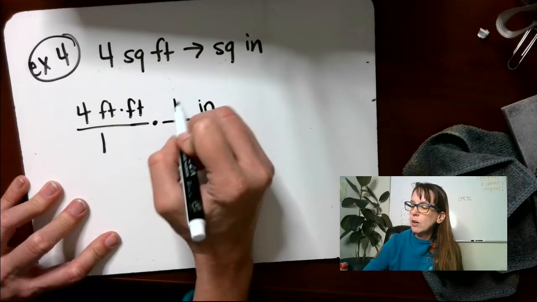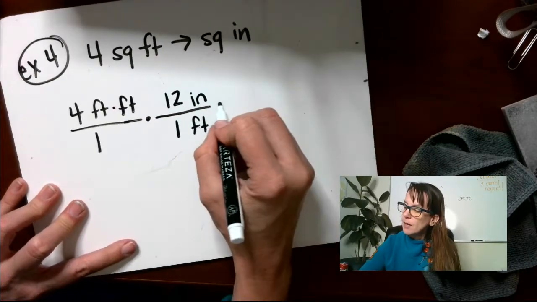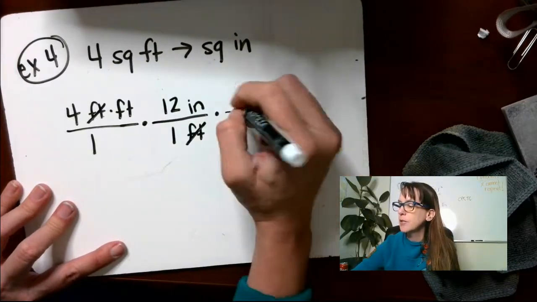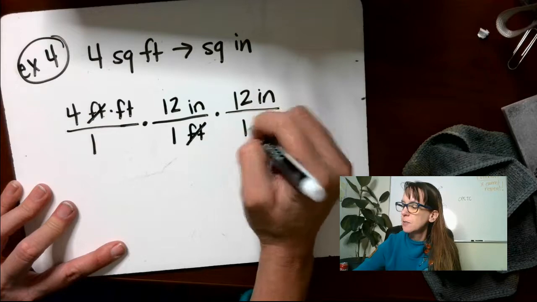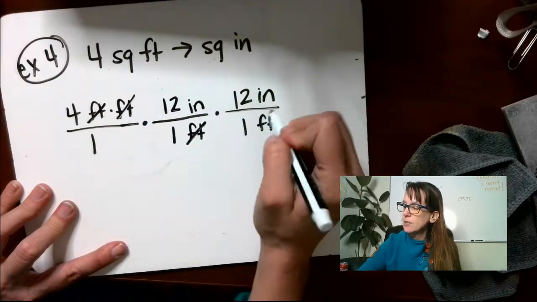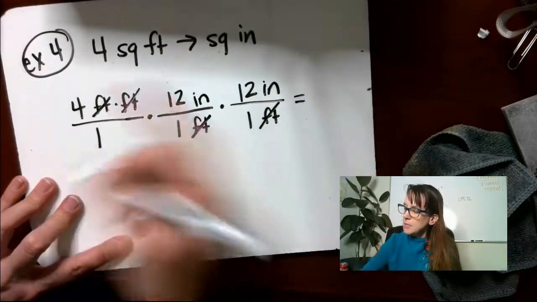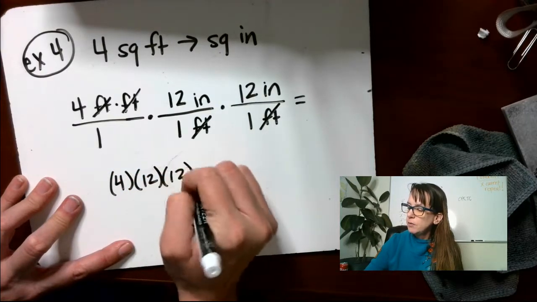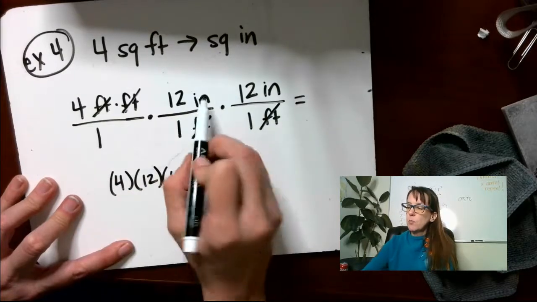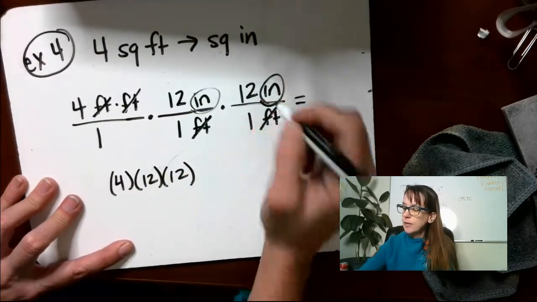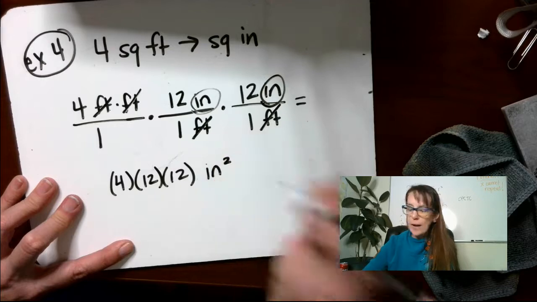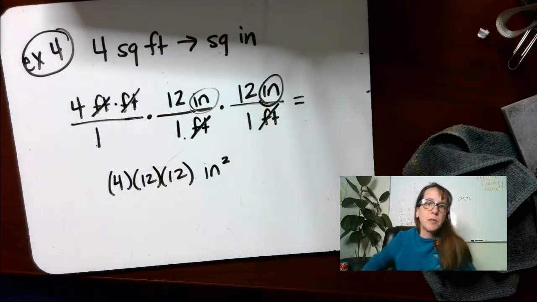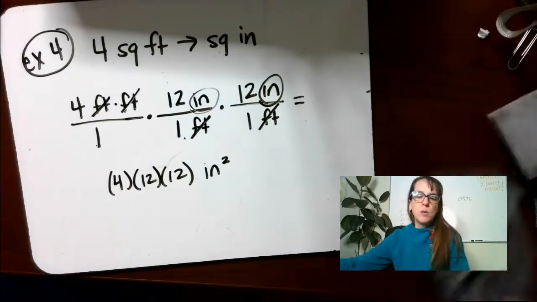In 1 foot there are 12 inches, and that cancels out this. But you guys, I still have a foot there, which means I have to do it another time. 12 inches is 1 foot. This cancels this, right? Upstairs now I have 4 times 12 times 12. And then the remaining units that I have are inches squared, or you could write square inches, I don't care. Downstairs, 1 times 1 times 1 is just 1, so I'm not going to put that in there. So that's how you deal with area, okay?